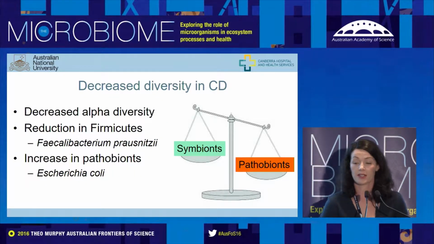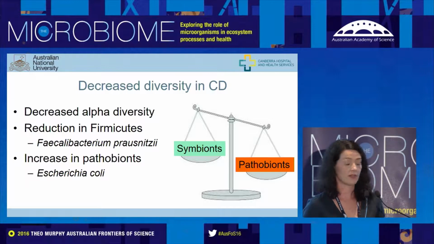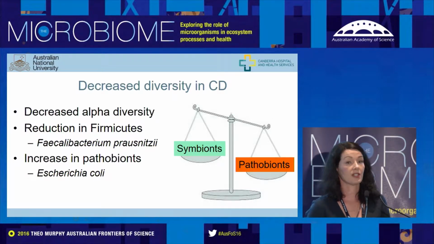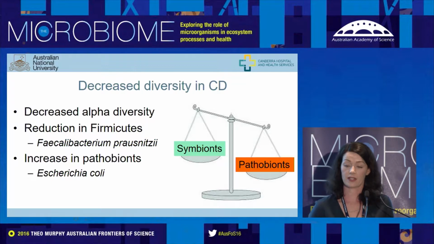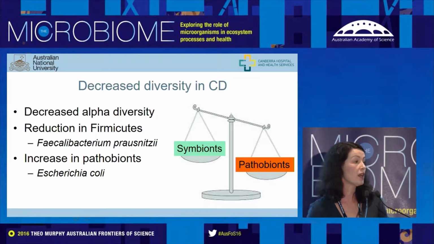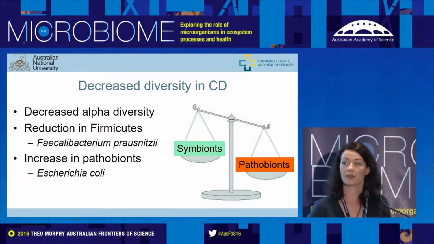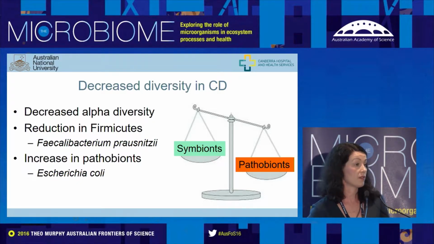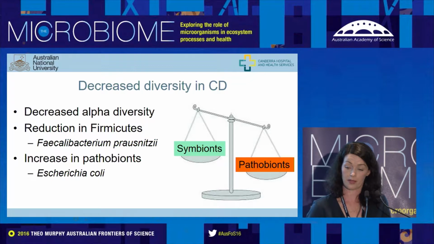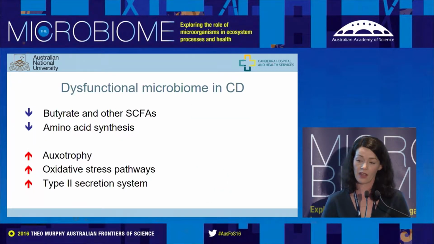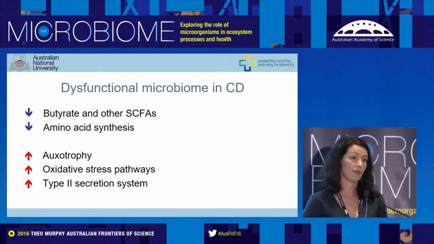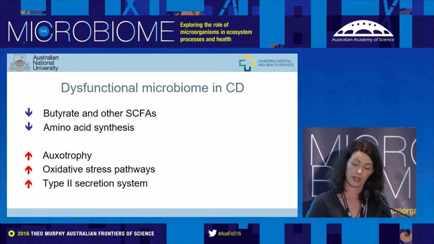In Crohn's disease, we see decreased alpha diversity, or the number of different species of bacteria, and a reduction in some of the core Firmicutes bacteria, such as Faecalibacterium prausnitzii, which produces an anti-inflammatory protein called MAM, which apparently exerts its effect through the NF-kappa B inflammatory pathway. And then you see a concurrent increase in pathobionts such as E. coli. And this results in a reduction in butyrate and short-chain fatty acid production.